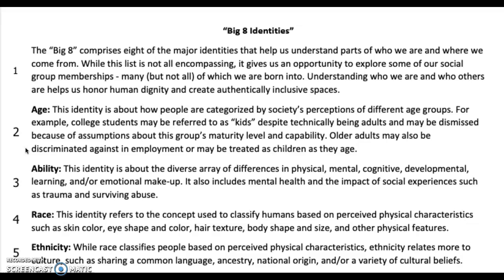So our first question to make sure we understand the identity of age is, in your own words, how are people categorized based on age? Good. My next question is, which of these aspects or identity markers are examples from age?